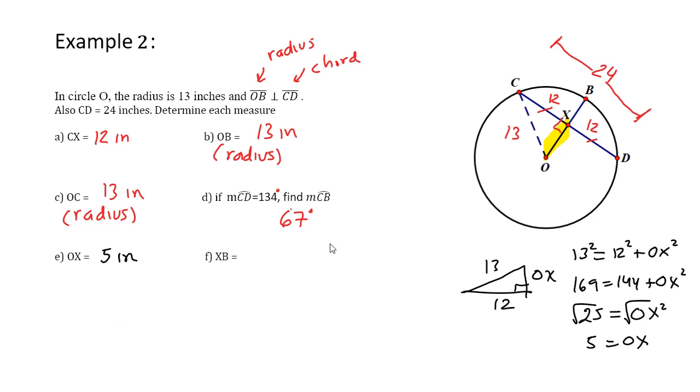The length of XB. Well, XB is part of OB. So I know that the length of OB is equal to the length of OX plus the length of XB. I already know that OB is 13 inches. I just found out that OX is 5 inches. So this allows me to go ahead and say that XB is going to be equal to 8 inches.